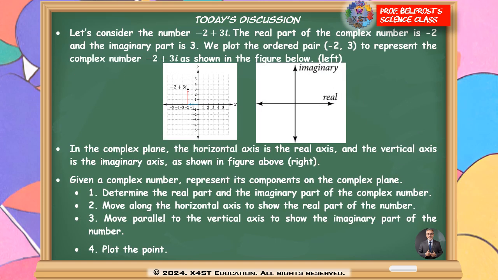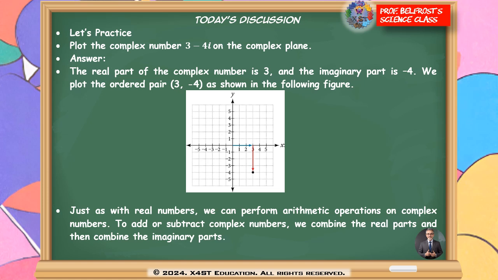So for example, we need to plot the number -2 plus 3i. -2 is the real part, and 3 is the imaginary part. So you can plot it as shown in the figure below. Here you see that the horizontal part is real and the vertical part is imaginary. Okay, here are the 4 steps that you need to follow to plot a complex number on the complex plane.